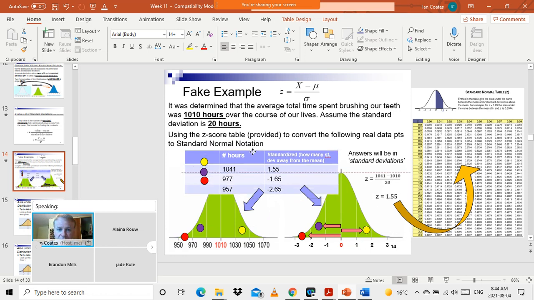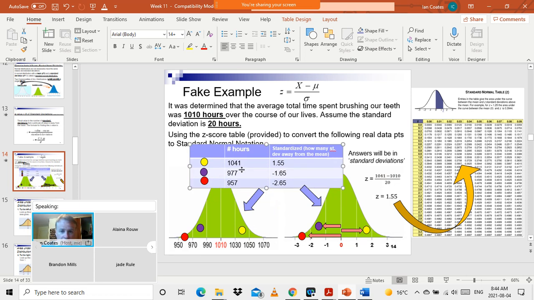Now, how do we do this here? I gave you guys an example, so let's try this one right here. Z is equal to the data point minus the mean, and they're just using the population mean, all divided by the standard deviation, which I've given you. So to transform this point, 1,041, I go Z is equal to 1,041 minus the mean, which is given, 1,010, all divided by 20. And we get this number.